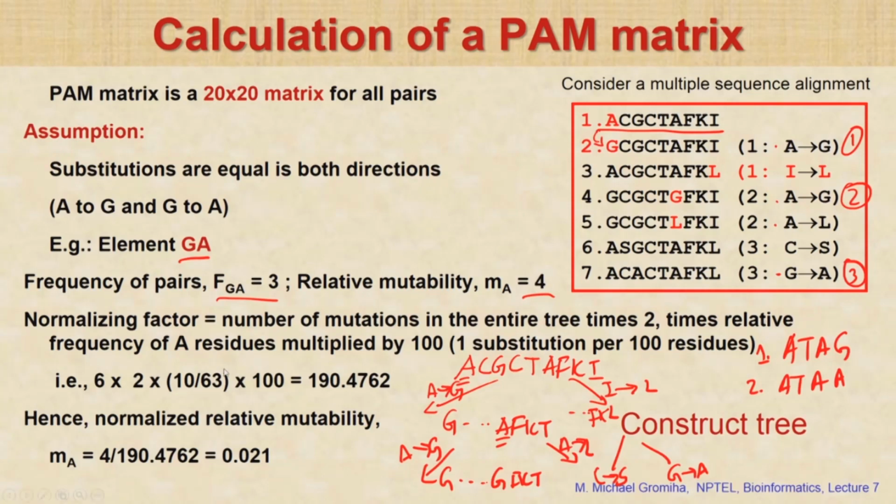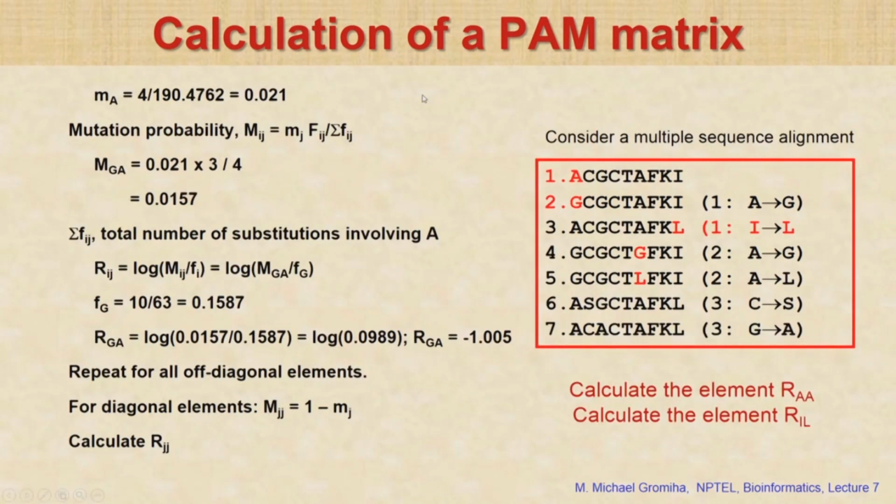What is the relative frequency of A? Totally how many alanines? 10 alanines. Totally how many residues? 63: 9 times 7 equals 63. So we will get this number, 190.4762. Then we get the normalized mutability, because this MA is 4, so 4 divided by this number will give you the normalized relative mutability. So this is 0.021. Now we get the mutation probability Mij, which is given as Mj into Fij divided by sigma Fij.